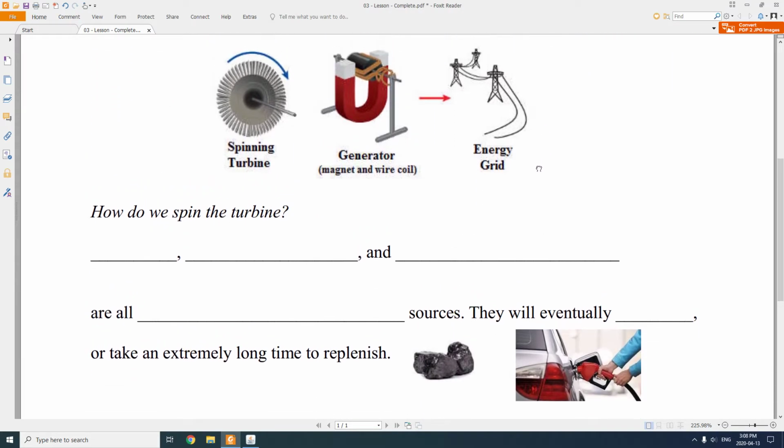All right, so how do we spin that turbine? Okay, there's a couple things. One category is called non-renewable sources. For example, you could burn coal. So you burn coal, you boil water. If you think about a boiling pot of water, it makes steam.